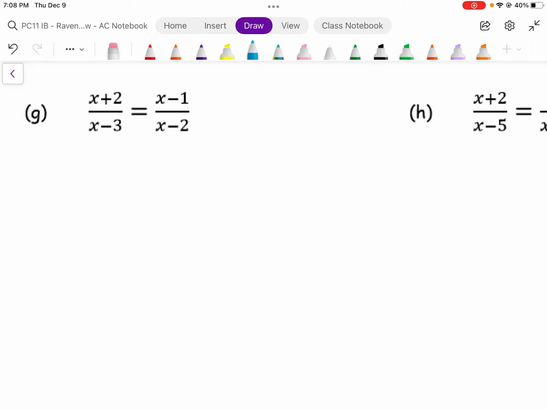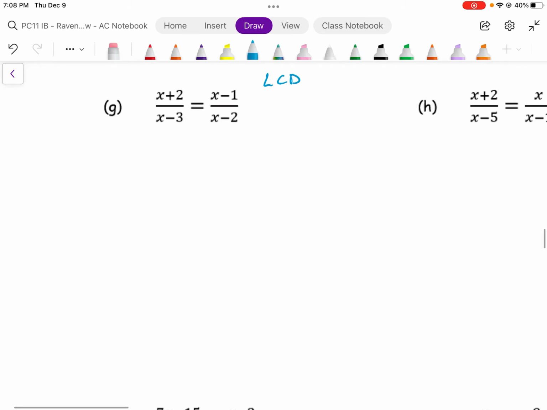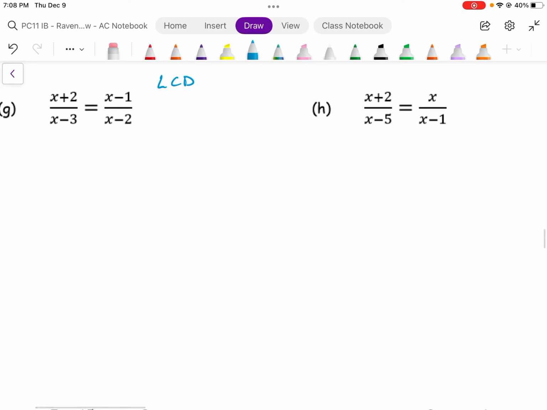The next example, we're going to do G. Now, I've been sort of meandering and going about this slowly. The process that I'm going to stick with is I'm going to find my lowest common denominator, and then I'm going to multiply by my lowest common denominator. Now, if you want to create a common denominator, then cross them out, that's your business. But I'm going to choose one method and stick with it.